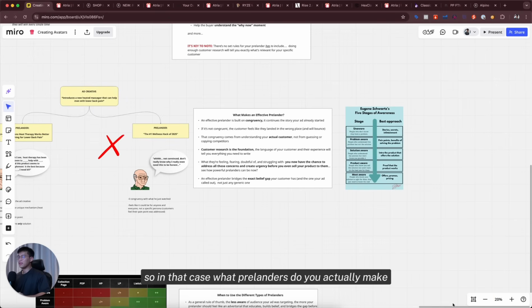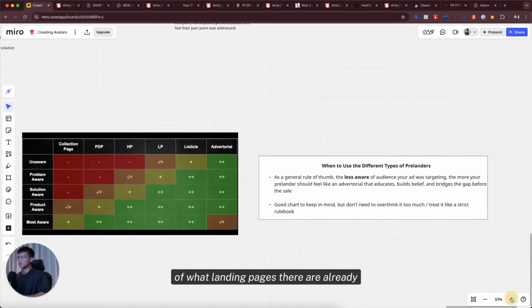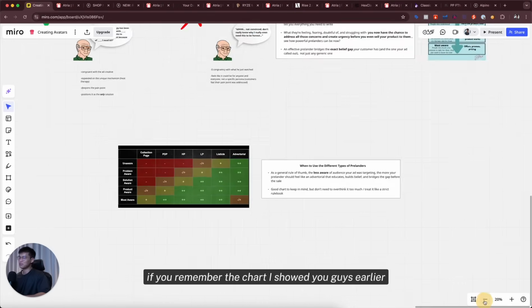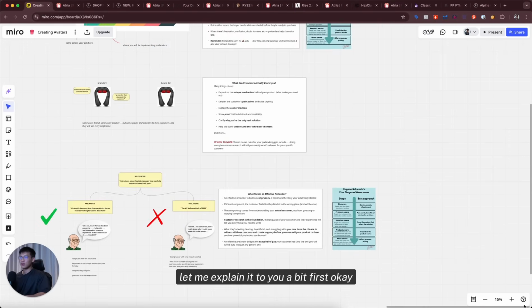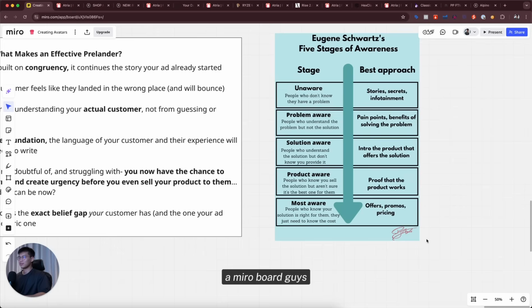So in that case, what Prelanders to actually make? I've shown you guys a few examples of what landing pages there are already. Here's a very simple chart to go through. What landing page you should send people to is based off their stage of awareness. If you remember the chart I showed you guys earlier, let me explain it to you a bit first. Okay, shout out Eugene Schwartz, the homie, trying to figure out how to use Miro board, guys.